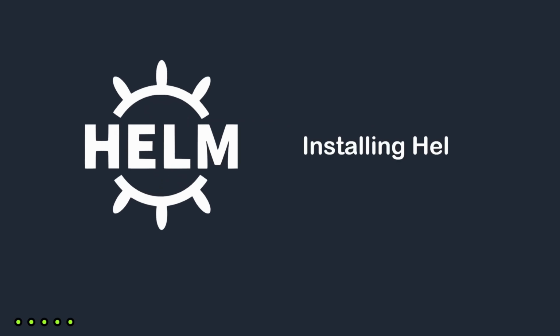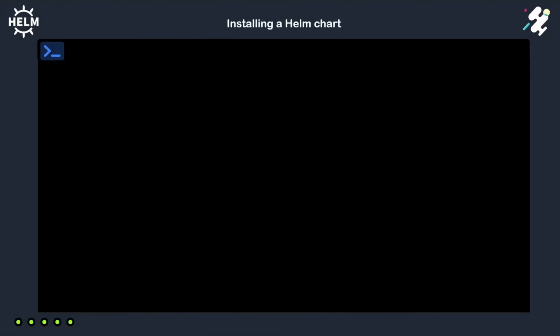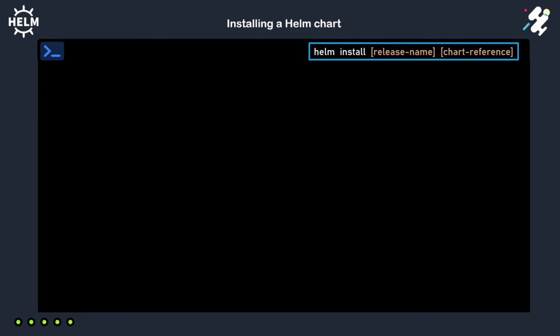In this lecture, we will learn about installing Helm charts. After identifying the chart, we deploy the chart by executing the Helm install command, followed by the name that we want to give to this release, followed by a reference to the chart. We have seen that a release is a single installation of a Helm chart, so whenever we install a Helm chart, a new release will be created.